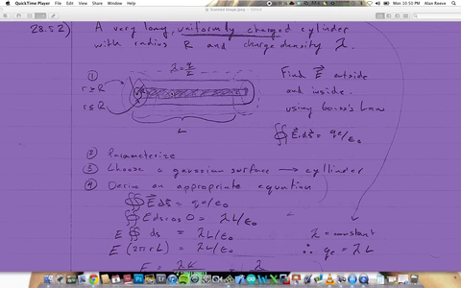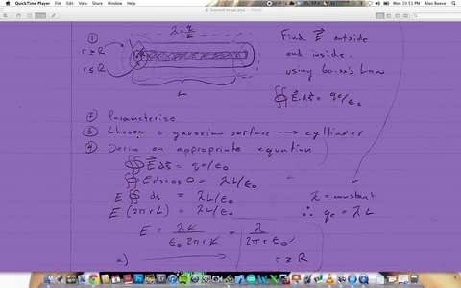And you can see I drew the actual cylinder, and then the two Gaussian surfaces, the one inside and the one outside. And then I parameterized the length and the charge density and the radius and all that good stuff.